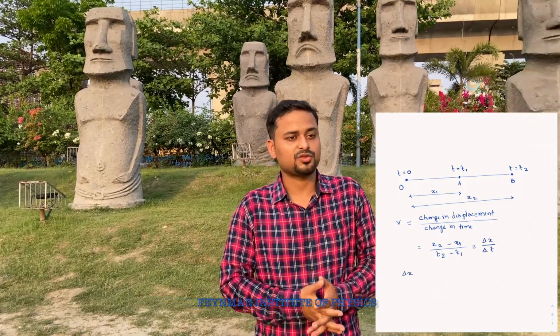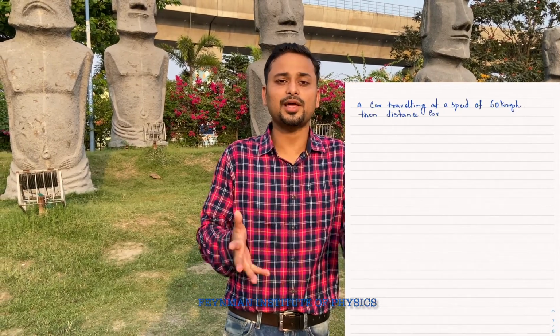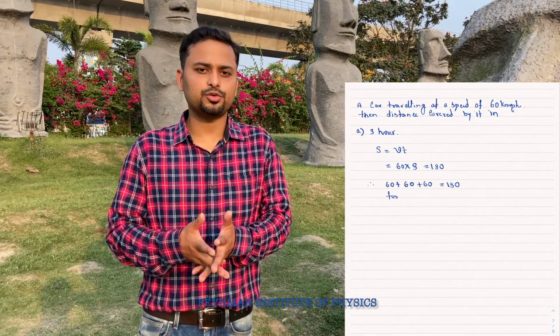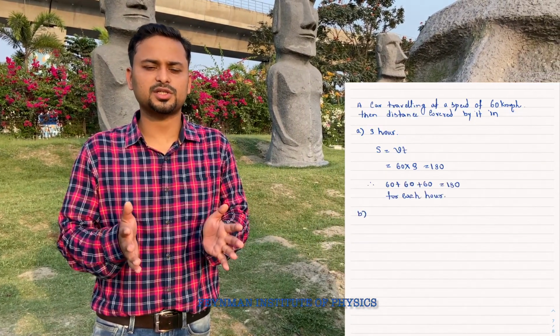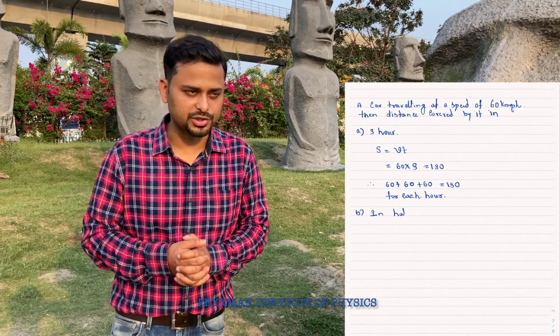Therefore delta x, that means how much distance the object is covering in a time of delta t, we can find out by simply multiplying this velocity, that is the factor velocity, with time. So if a car, say for example, is traveling with a velocity of 60 km per hour and we want to find how much distance it has traveled in a time of 3 hours, then we just need to multiply this 3 with the factor velocity, and the distance covered will be 60 into 3. That means the distance covered by the car in 3 hours will be 60 plus 60 plus 60, that is 180 km.